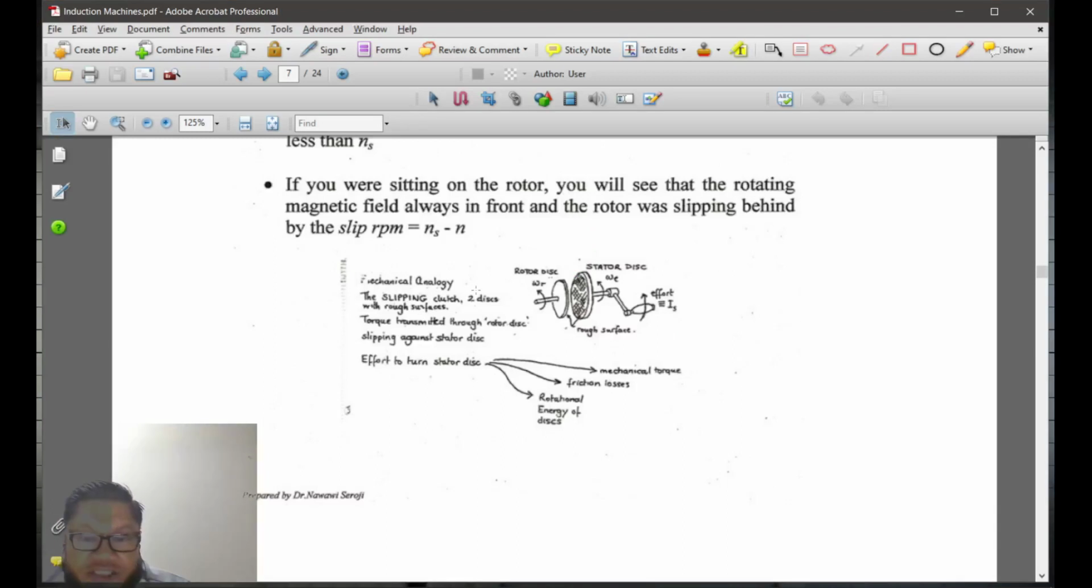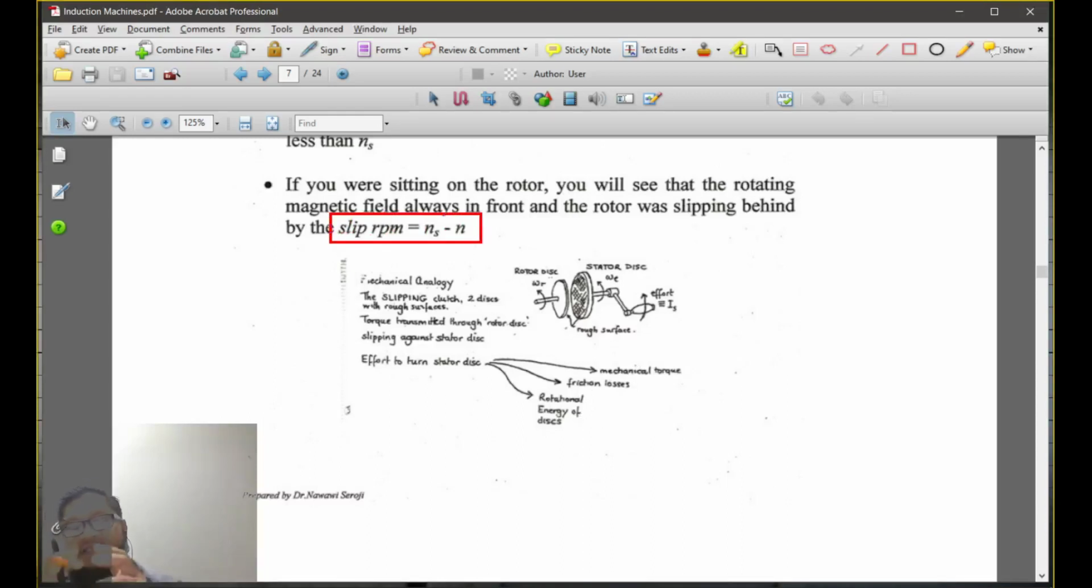The slipping clutch: two discs with torque transferred through the rotor disc slipping against the other disc. So the effort to turn the stator disc comes from the mechanical torque, and there is a friction loss as well as the rotational energy of the disc. How fast is the slip? You can simply subtract ns minus n, and that gives you the slip in revolutions per minute. The speed is always ns minus n, and that is known as the slip.